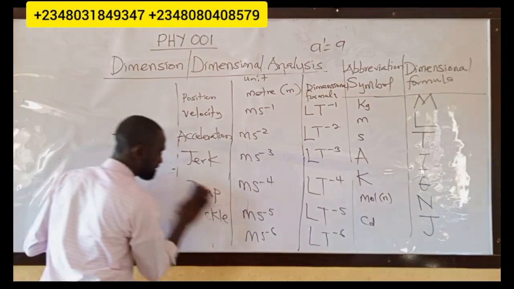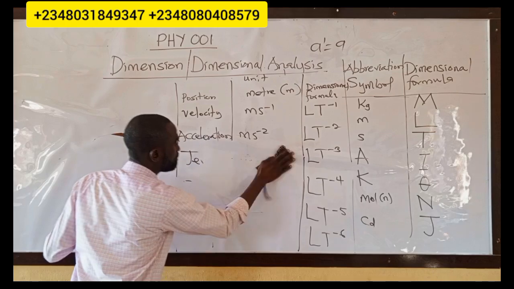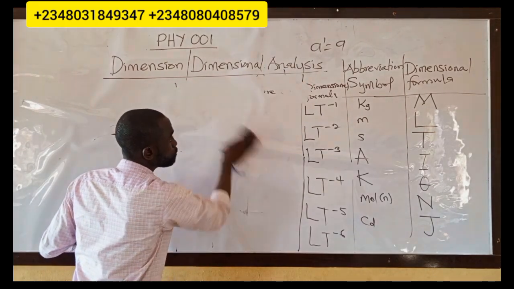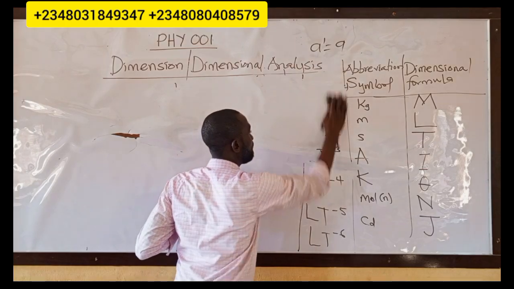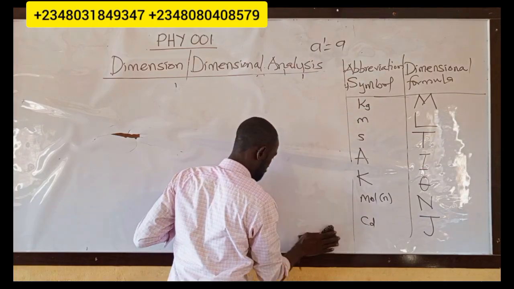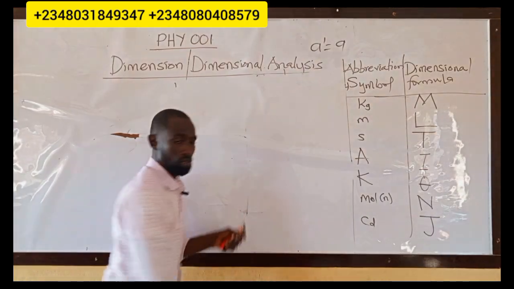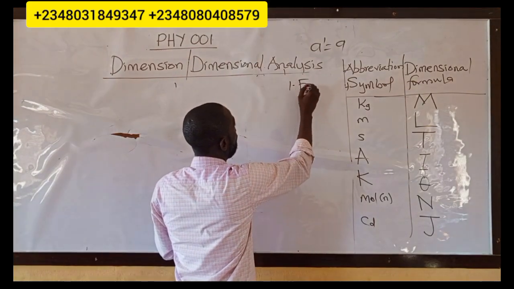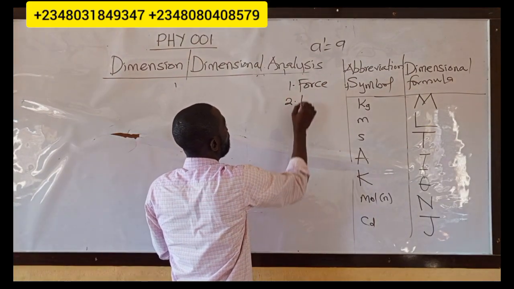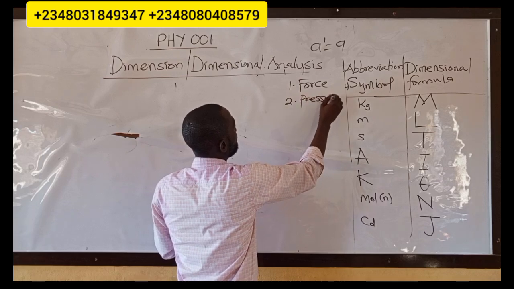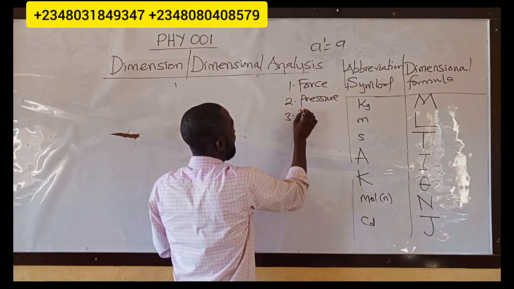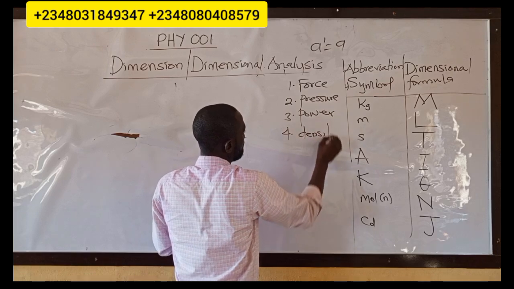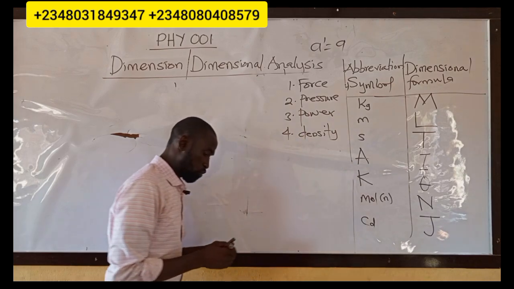So, what is the dimension of force? So let me write the questions out. So solving it one by one. The first one, force. Second one, we have pressure. Third one, we have power. The fourth one, we have density.